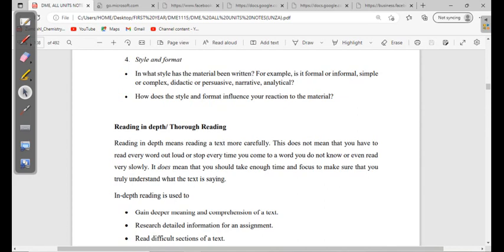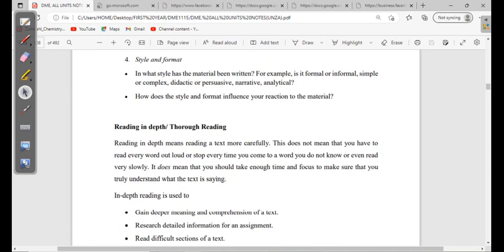And also you need to look at the style and format of your reading. So in what style has the material been written? For example, is it formal or informal? Is it simple or complex? Okay, is it persuasive, narrative, didactic, or analytical? So you get to look at the style. Is it trying to force a certain idea or is it trying to encourage you? Is it trying to narrate an idea or trying to persuade you? How does the style and format influence your reaction to the material? So that is now personally to you. The way they've written it, how does it influence the way you are reading it?